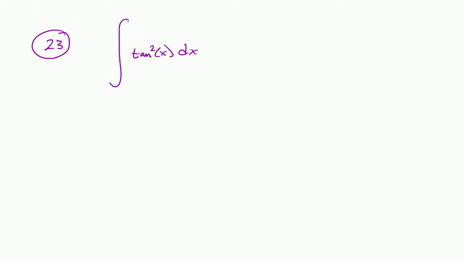Number 23 was fun because it doesn't require much work at all. At first you might say, how in the world? Well, let me show you how. If you use that trig identity that tangent squared plus 1 is equal to secant squared, you can change this to secant squared x minus 1. And now we're pretty much done, aren't we?